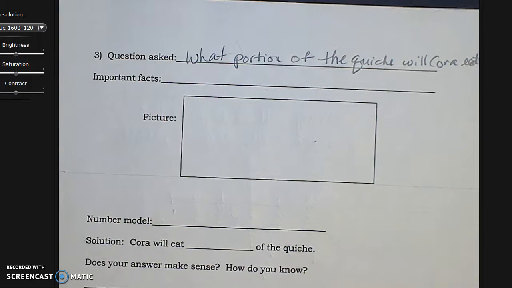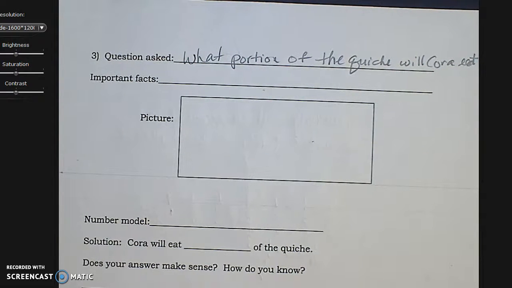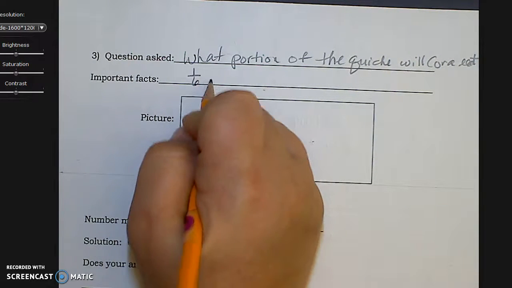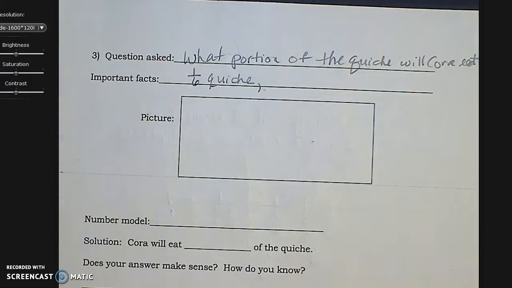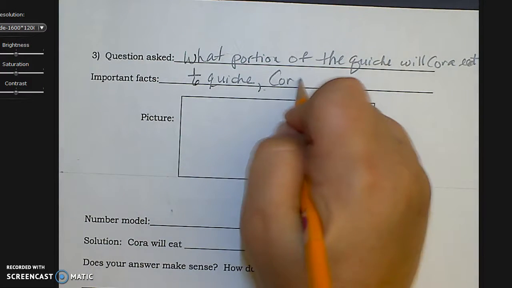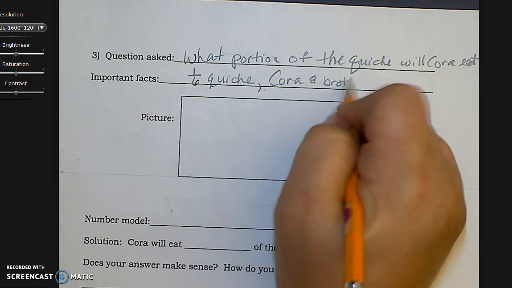Mine kind of went off there a little bit. The facts are that there is 1/6 of the quiche left, and that Cora and her brother will share it.